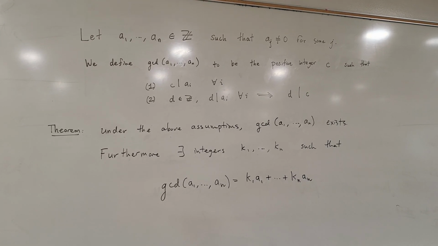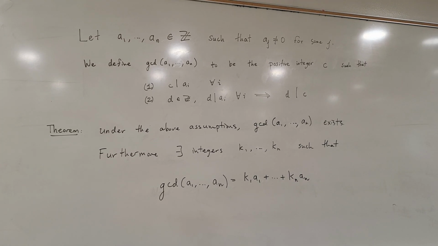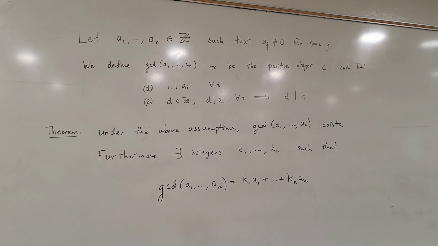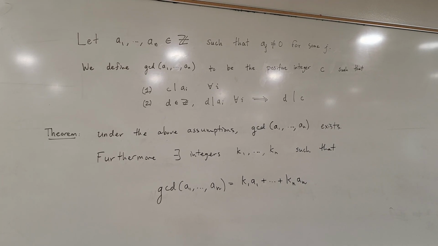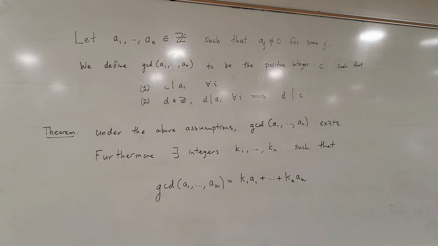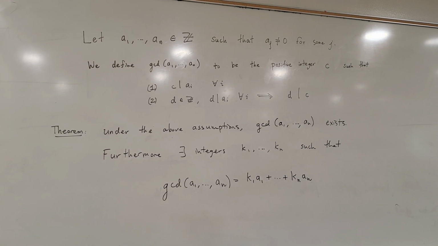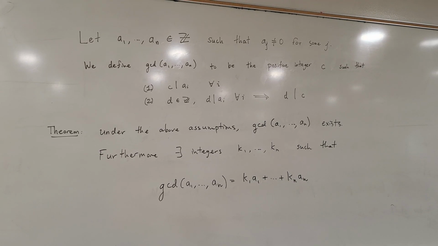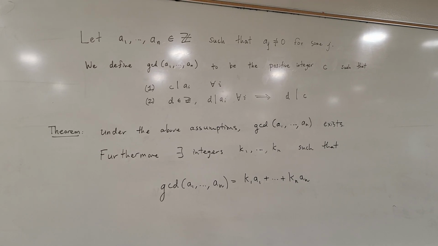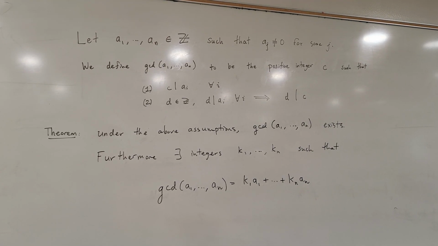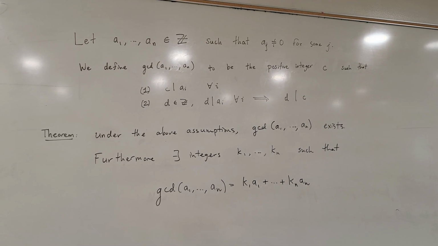The theorem that we're going to state and prove today is that under the above assumptions, in particular, one of these integers, a_j, is non-zero, at least one of them is non-zero, then the GCD exists. And furthermore, we can find n integers k1 through kn such that the GCD is a linear combination of the a_i's with coefficients given by these integers. Okay, so the proof is as follows.